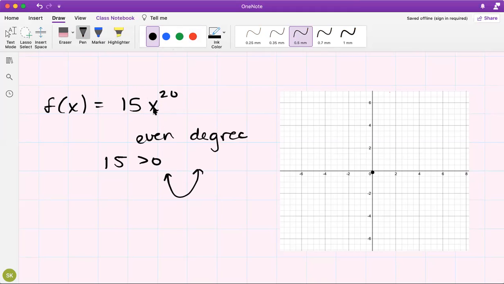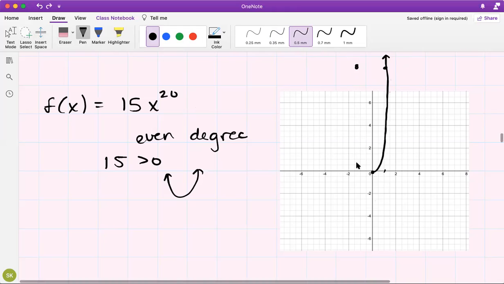But then we can just plug in a couple of points. If we plug in 1 here, we get 1 to the 20th times 15. So we're going to have 15 way up here for when we plug in 1. So here's 1 here. So 15 is way up here. So you're going to have a parabola-shaped graph that goes through 15. So it's going to be really stretched out. So something like that. That's how you would graph this.